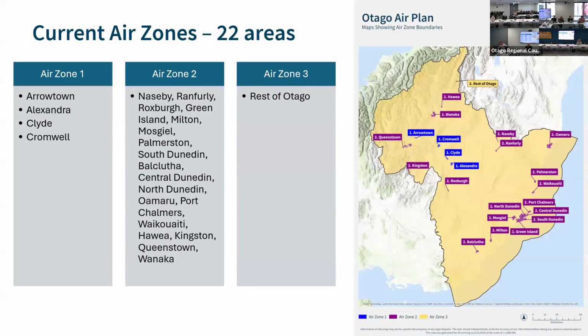So our current air zones were made operative in 2003. And the reason behind splitting Otago into 3 air zones was for air quality management. Back in 2003, Arrowtown, Alexandra, Cromwell and Clyde were identified as needing more stringent regulations than the other urban centres and the rest of Otago. So you can see from this graphic that we currently have 2 areas, and then we also have air zone 3, which is the rest of Otago.